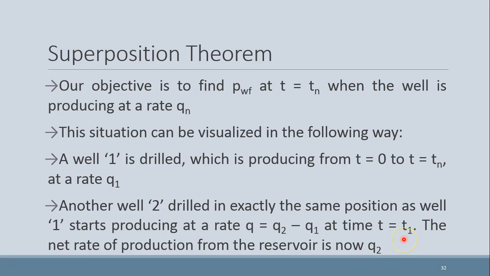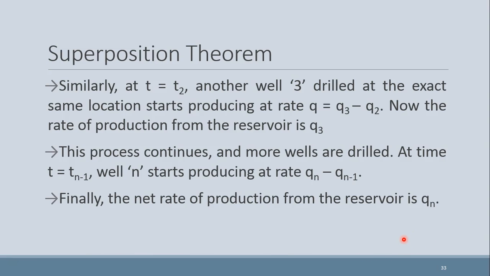Similarly, at time t = t2, another well 3 starts to produce from the reservoir. This time the rate of this well is q3 minus q2. So this process continues and more wells are drilled. At time t = tn minus 1, well n starts producing at a rate qn minus qn minus 1. So finally the net rate of production from the reservoir is qn, and we have to find the bottom-hole fluid pressure when the rate is qn.